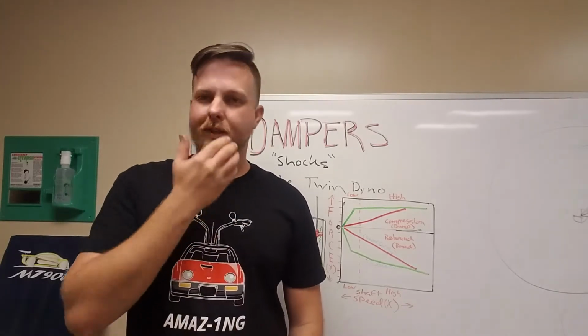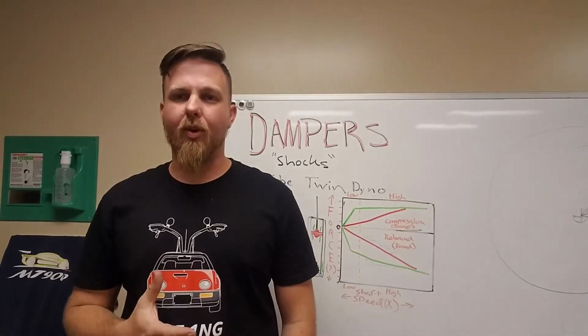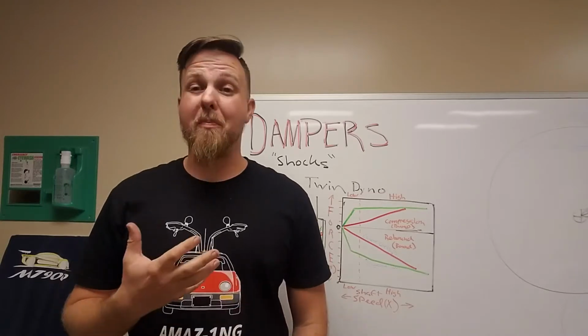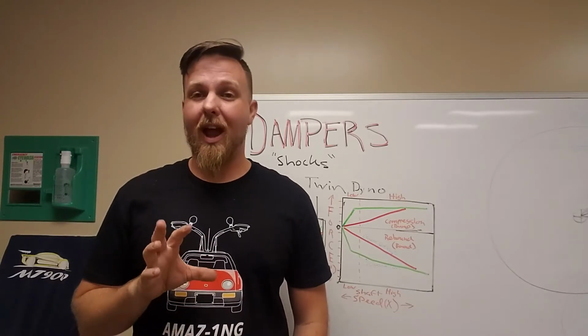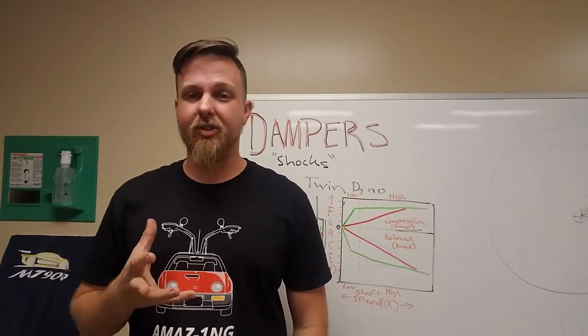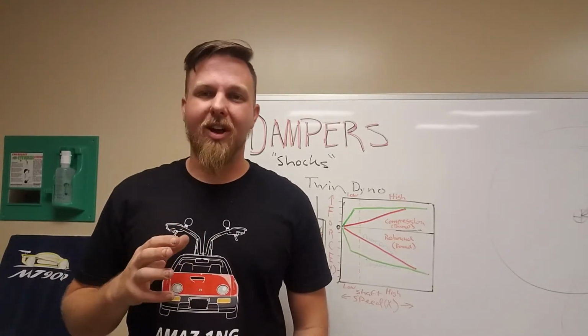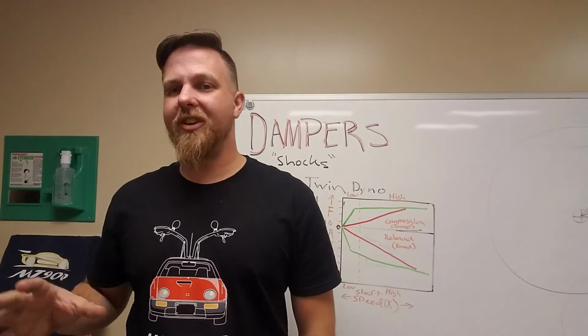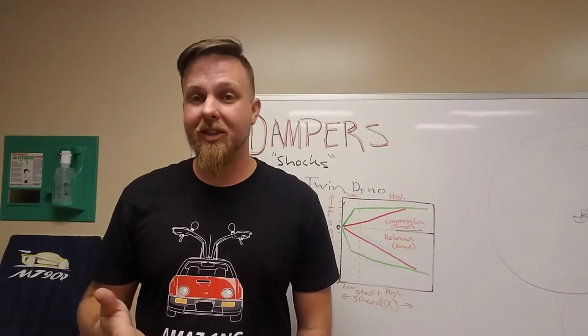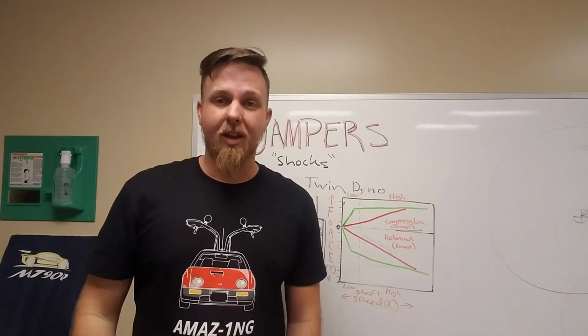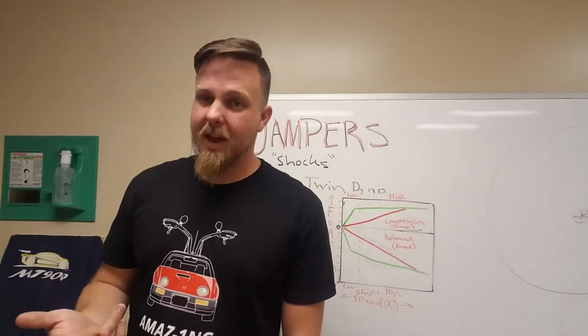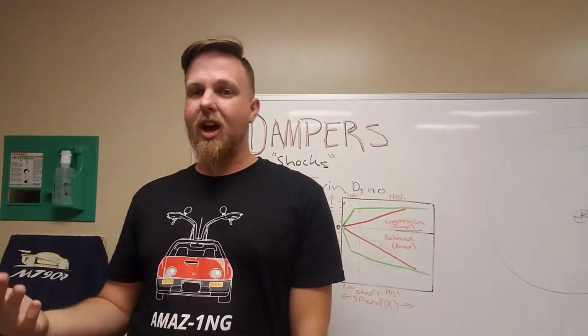I had a couple comments about people wanting me to go over more basic stuff about how certain things in your suspension work, and more along the lines of not just strictly a definition. They want an explanation of how these things work and what they do. The first one I'm going to do is on dampers, otherwise known as shock absorbers.